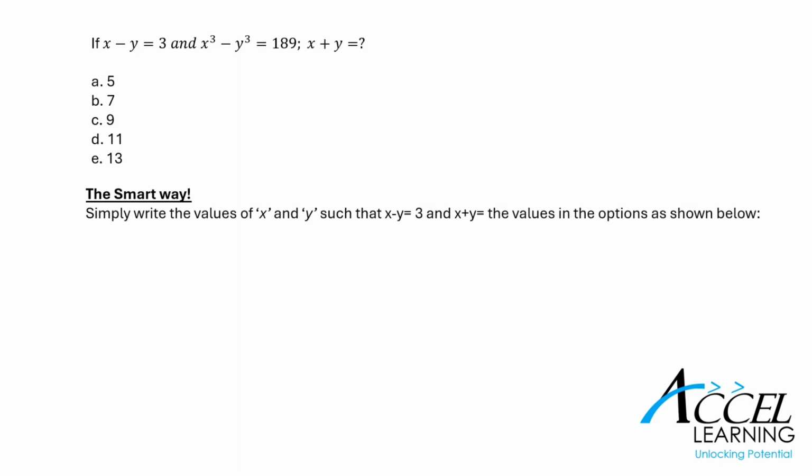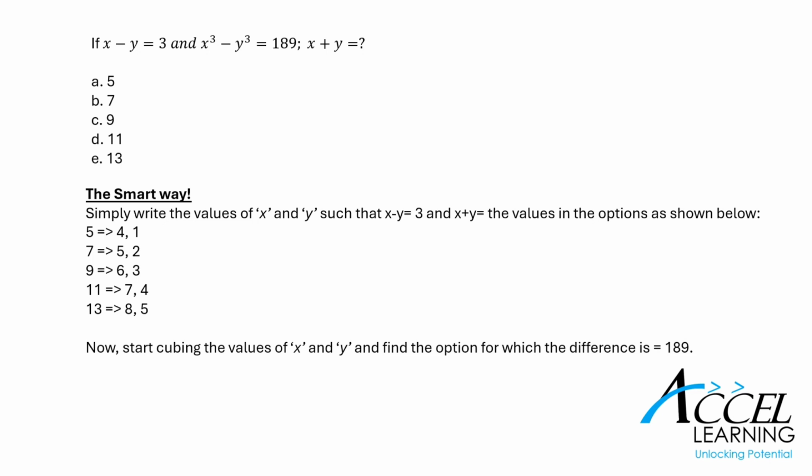Simply write the values of x and y such that x minus y equals 3 and x plus y equals the values in the options as shown below. 5 is equal to 4 and 1. 7 is equal to 5 and 2. 9 is equal to 6 and 3. 11 is equal to 7 and 4. 13 is equal to 8 and 5.